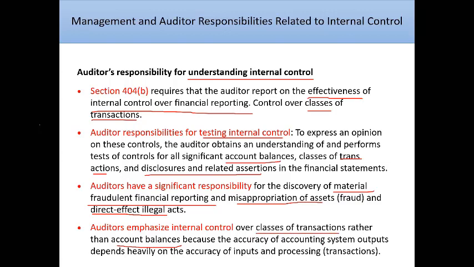Because the accuracy of the accounting system output depends heavily on the accuracy of input and processing. Because actually the first step in any accounting cycle is the transaction. But if the transaction is recorded correctly, if it is controlled properly, actually in most cases, as we agreed, we don't have 100% assurance for anything. So here we are saying that whenever you have good control on the input, most probably you will find that the output is correct. Okay. But those are the main auditor's responsibilities regarding the internal control.